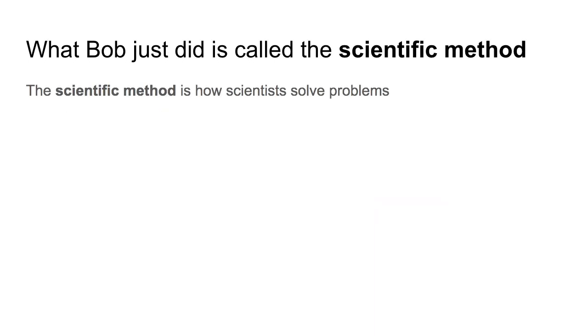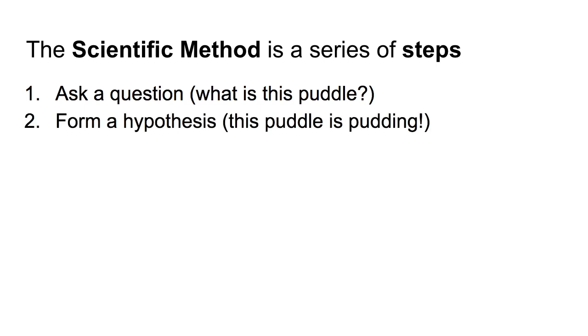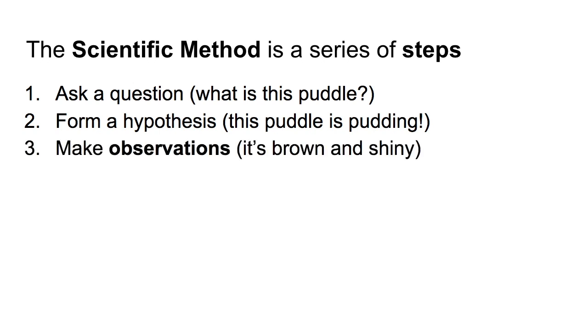What Bob just did is called the scientific method. The scientific method is the process that scientists use when they want to solve a problem. The scientific method is a series of steps. First, we ask a question, like how Bob asked, "What's in this puddle?" Then we form a hypothesis, like this puddle is pudding. It's an educated guess that answers our question. Then we make observations, like the puddle is brown and shiny.